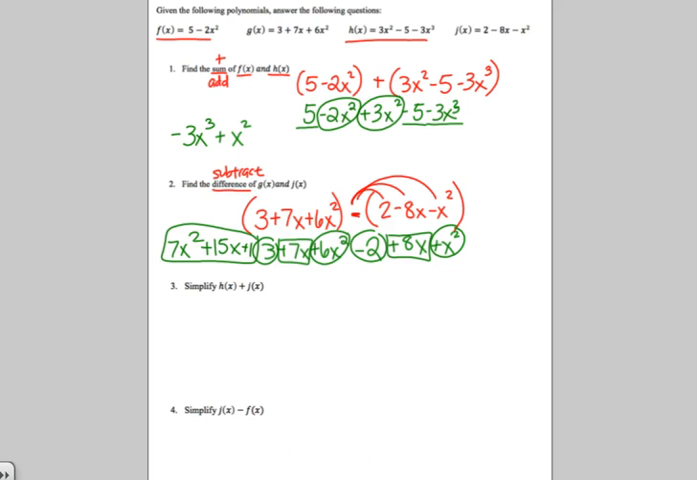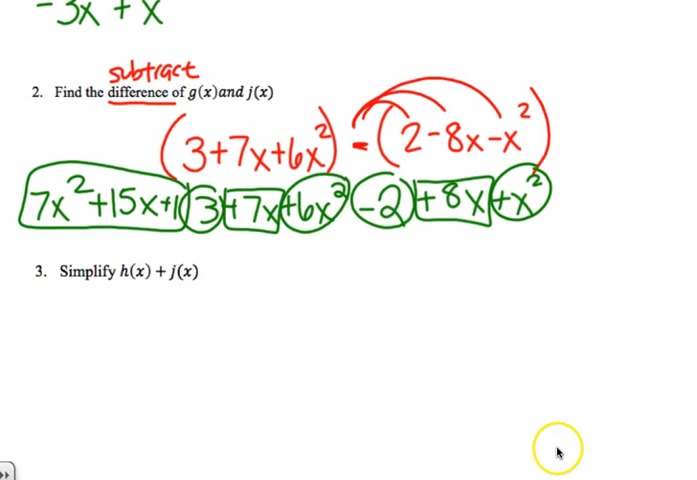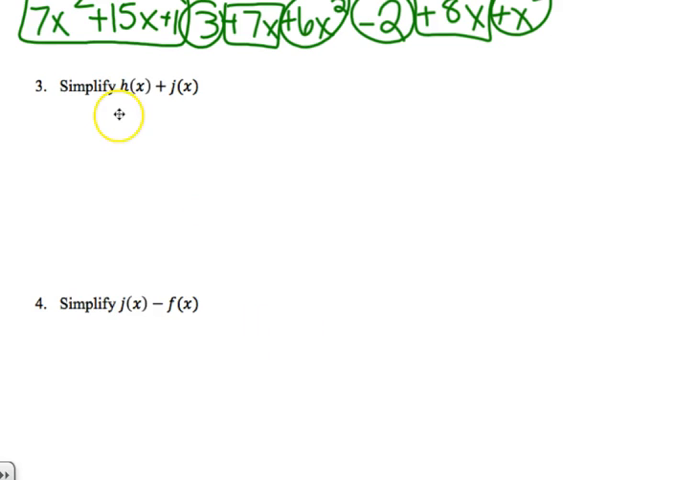So I want you guys to try these bottom two on your own. So simplify h of x plus j of x, and then simplify j of x minus f of x. Don't forget your parentheses, okay? So set them up and solve them. Press pause right now.